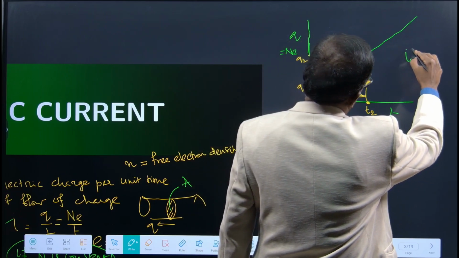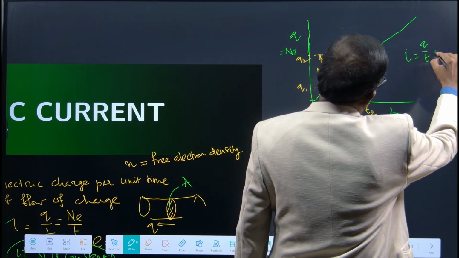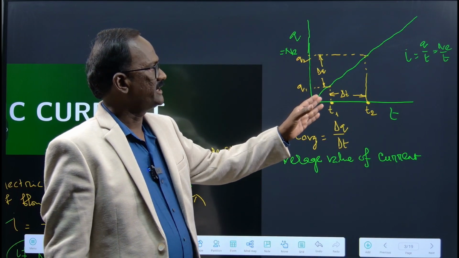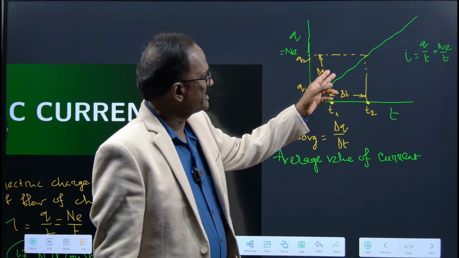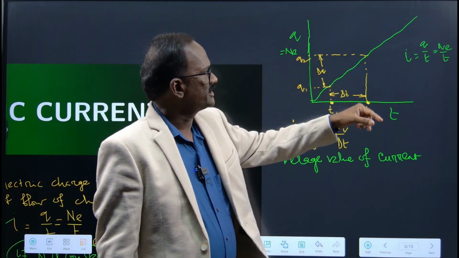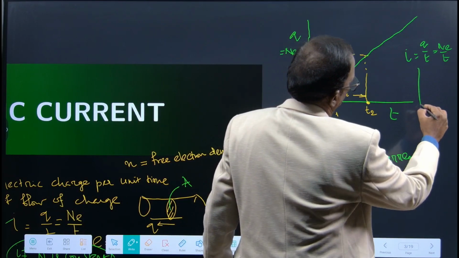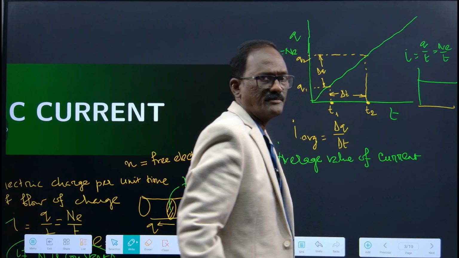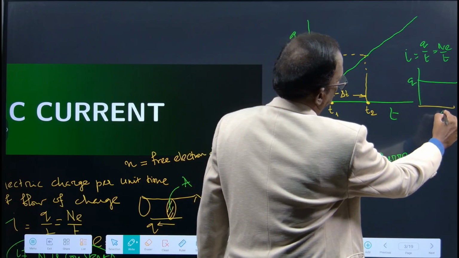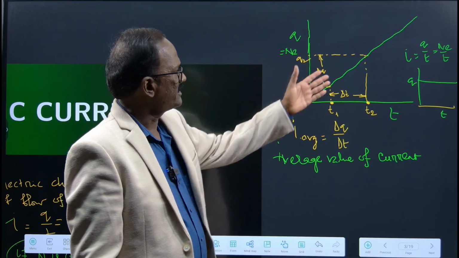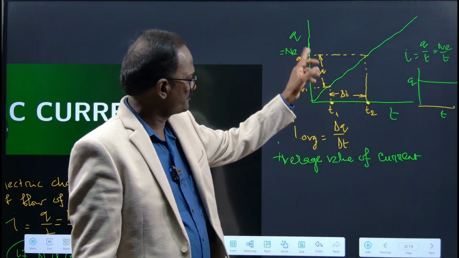Because I is equal to Q by T or NE by T, I cannot use the formula here because the N value is changing. So Q is also changing. This formula is not useful for this case unless we are having this type of curve. For this type of curve only this formula can be useful. For this type of curve, this is not useful.